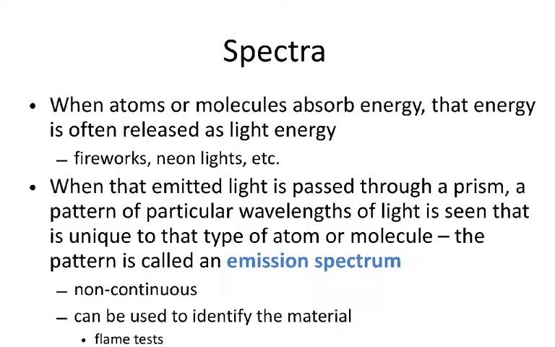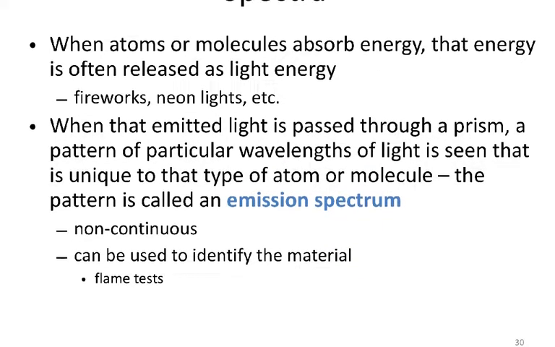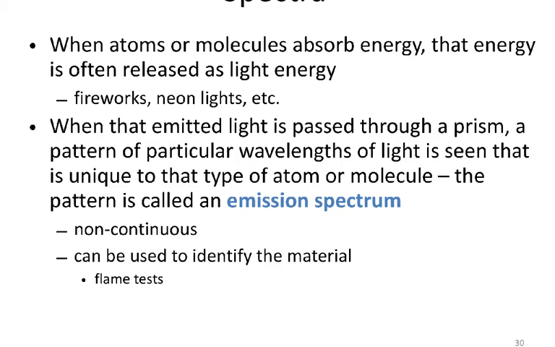When atoms or molecules absorb energy, that energy is often released as light energy. The energy has to go somewhere, and often it goes into light. So we can shine that emitted light through a prism, and we will see particular wavelengths of light that are unique to that atom or molecule. It's called an emission spectrum, and it can be used to identify the material. The example here is flame tests, where you put typically a metal into a flame and it gives off a characteristic color.